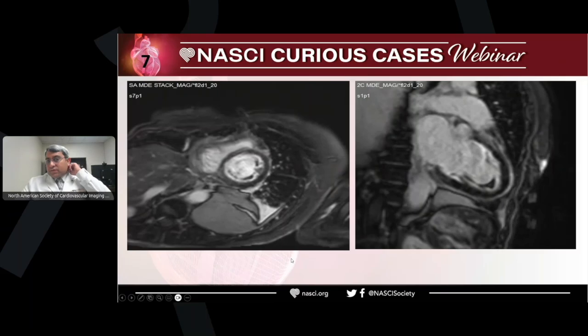Next case. Can anyone take it? Even if you don't know the diagnosis, just tell me what you see, what abnormalities you see.